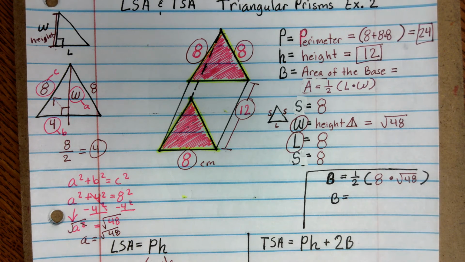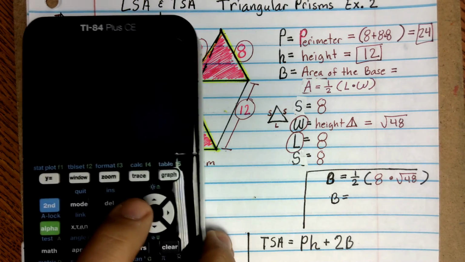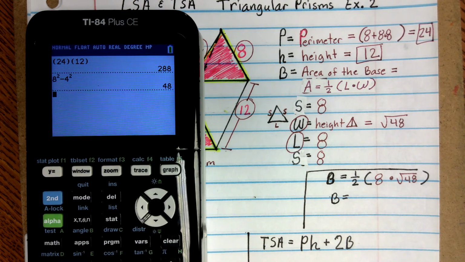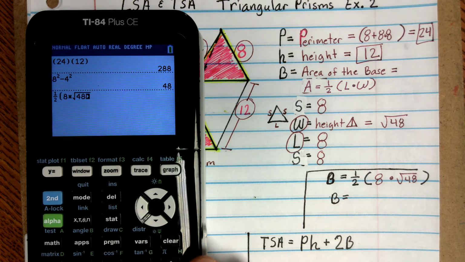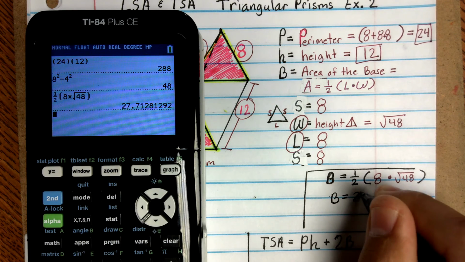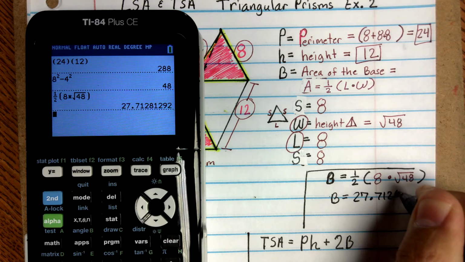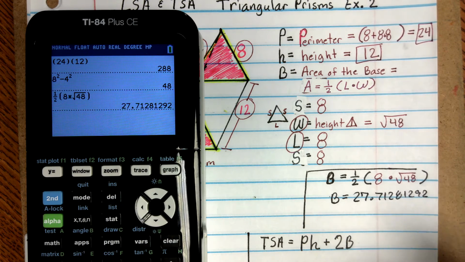And in this case, I am going to go ahead and write the decimal value, whatever it might be. So let me go ahead, we'll put this in the calculator. Alpha y equals, enter. And I got 1/2 times 8 times the square root of 48. And it gives me this value. So I'm going to write that down. So it gives us 27.71281292.